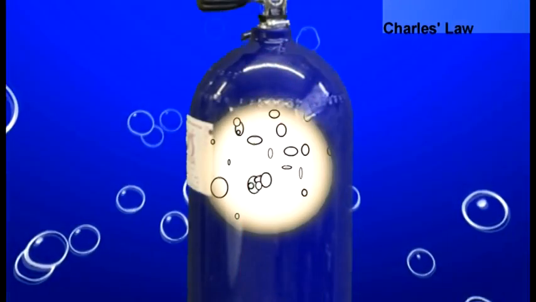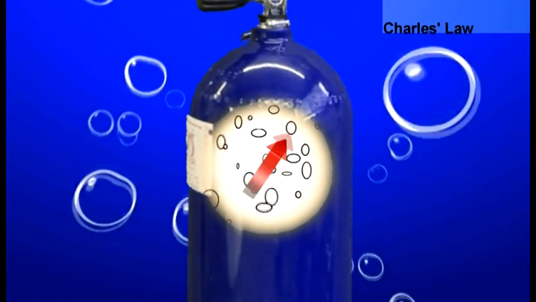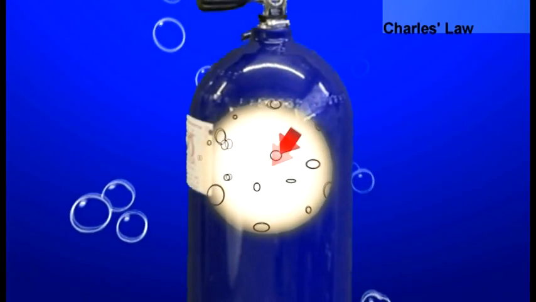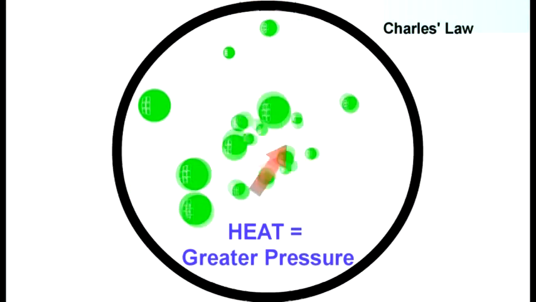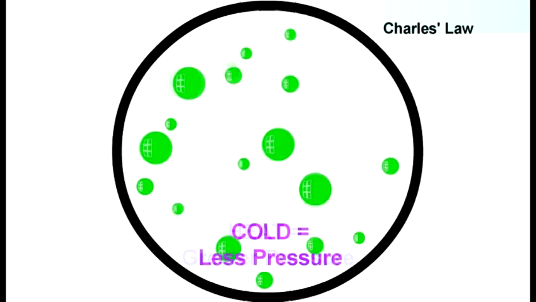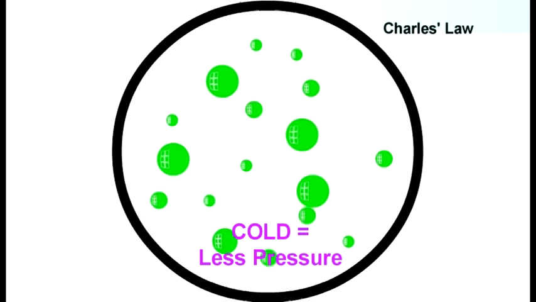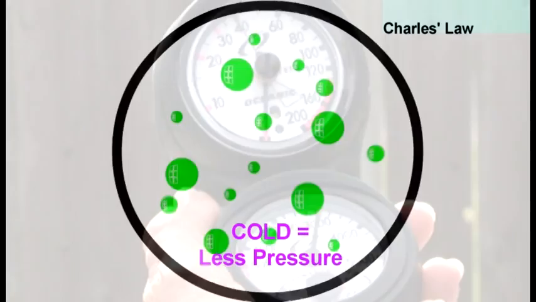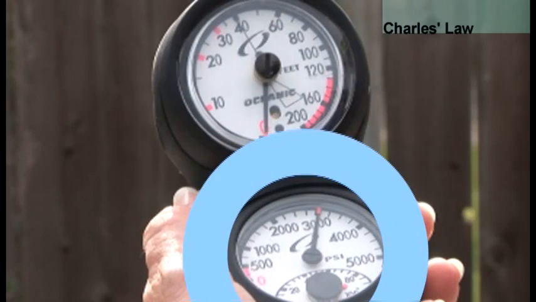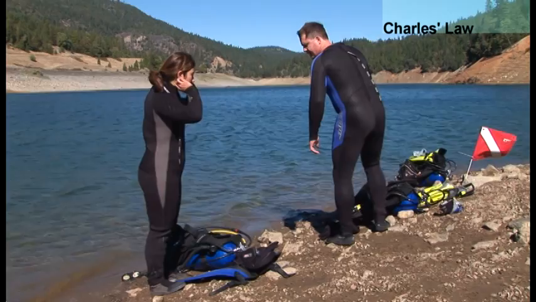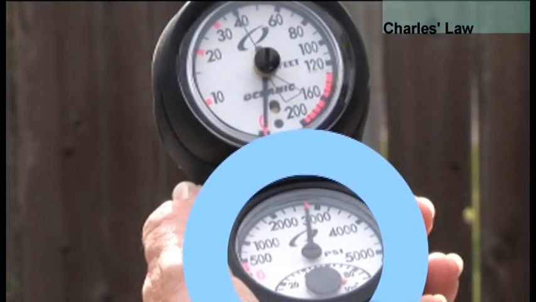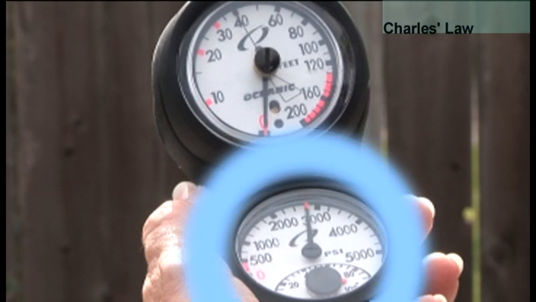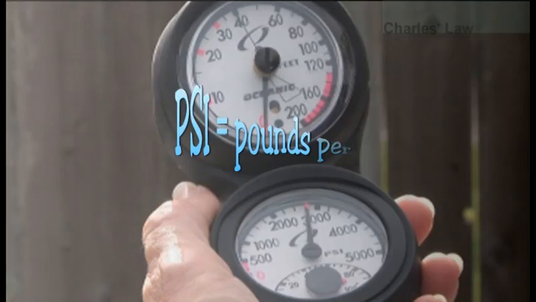Simply, when molecules in a gas are heated, they need more room to move around, increasing the pressure in the confined space. When they are cooled, they need less room, decreasing the pressure. Typically, on a hot day, if your tank shows that it's full with a gauged pressure of 3,000 psi, when you put it in the water, being colder than the air temperature, you may notice that its pressure has dropped to, say, 2,700 psi. That's pounds per square inch.